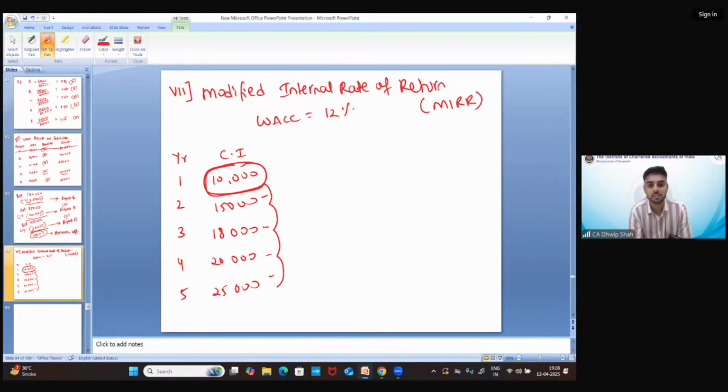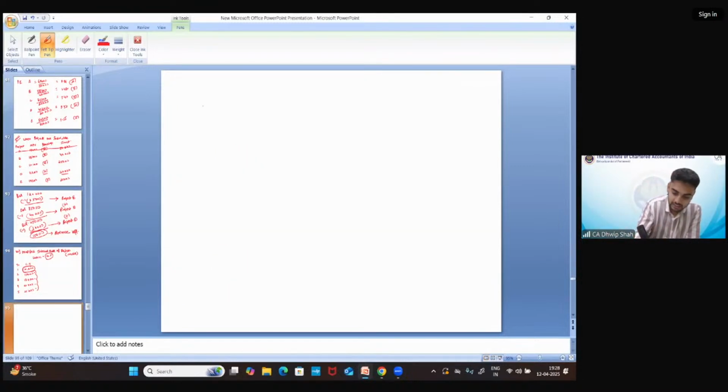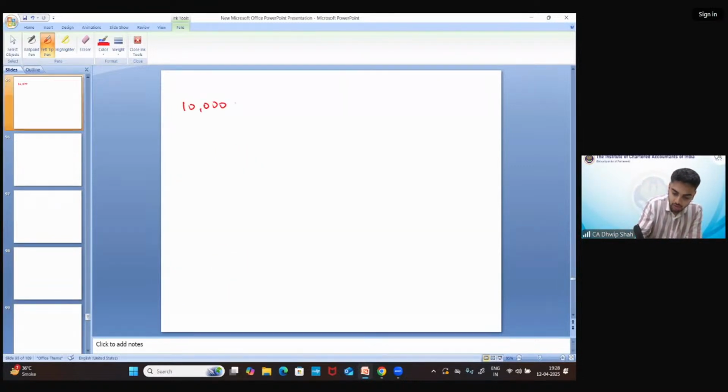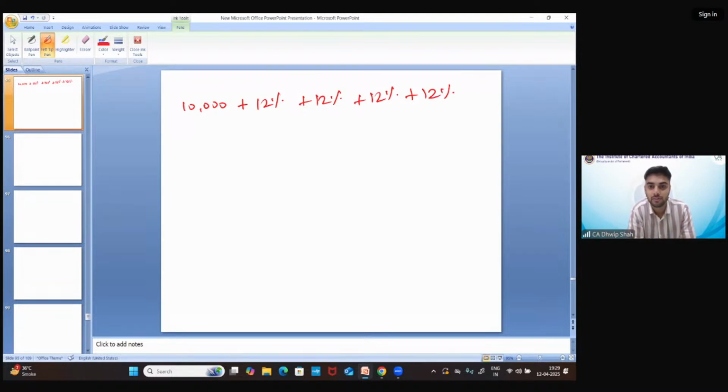Are you getting this? At what rate? At this rate, 12%, because this is your desired rate of return. So you will reinvest this 10,000 for another 4 years. So can I say this 10,000 will be invested at 12% for another 4 years? Yes or no? Are you following this?